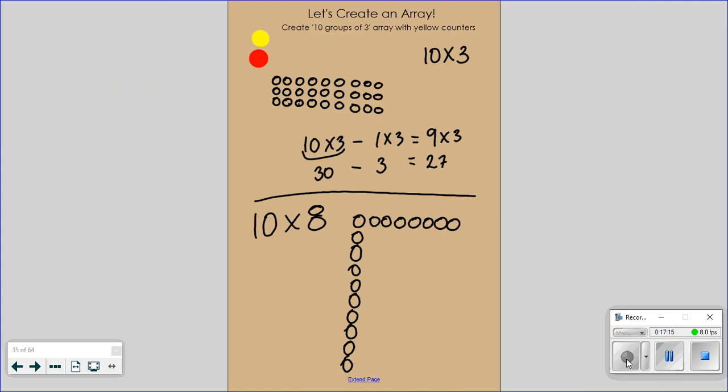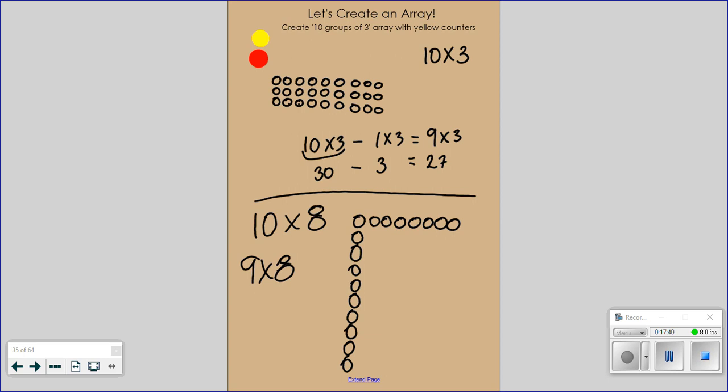Alright, I see a lot of fast arrays now. We're going to use this to solve the problem 9 times 8. Does anyone know 9 times 8, like off the top of your head? Do you know what 9 times 8 is? What is it? So maybe a couple of you have that memorized. That's awesome.